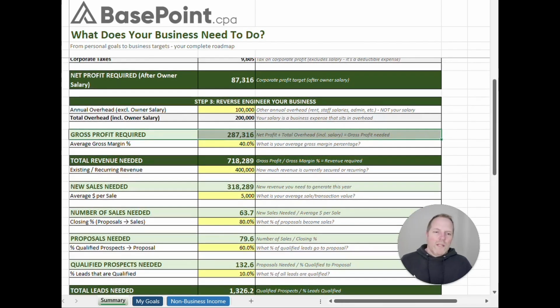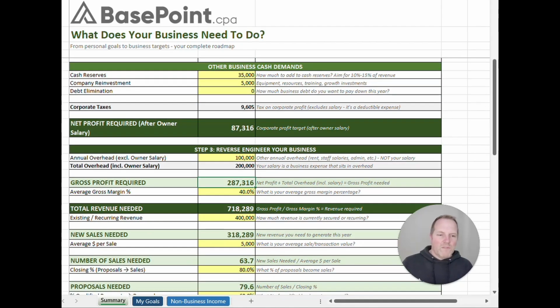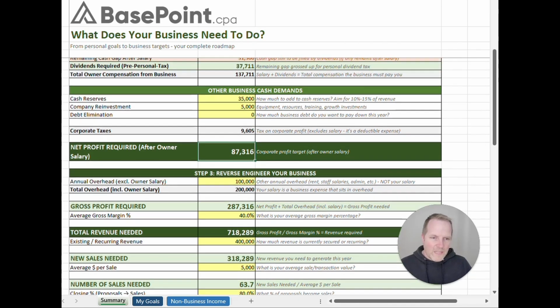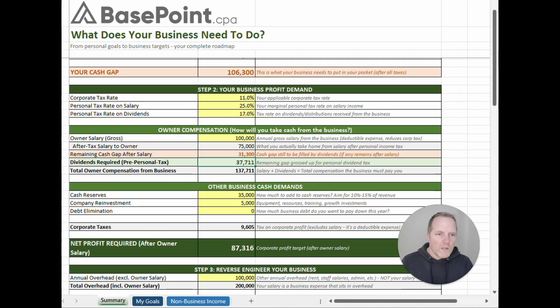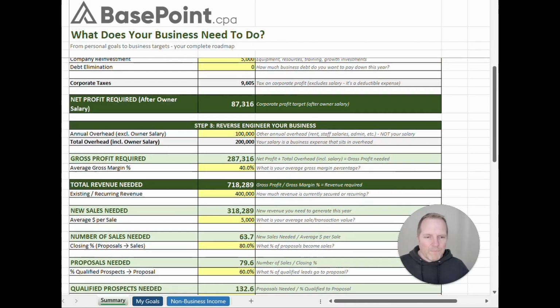All right. So that is calculated to be $287,316, right? Because if you take that and then you subtract out your owner salary and your overhead expenses, that then leaves you with the $87,316 in order to cover your company reinvestment, cash reserves, and dividends required to fill your cash gap here. Okay, so that's the net profit, or the gross profit rather, that we're looking for.